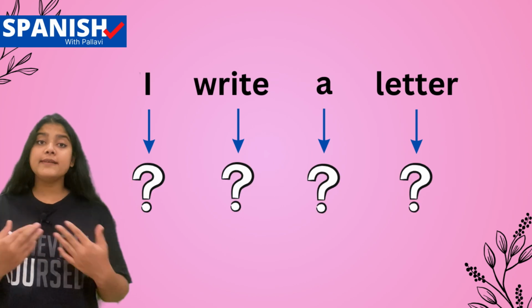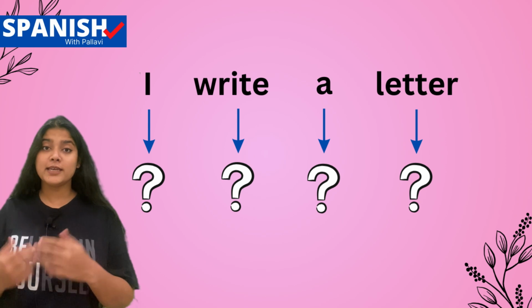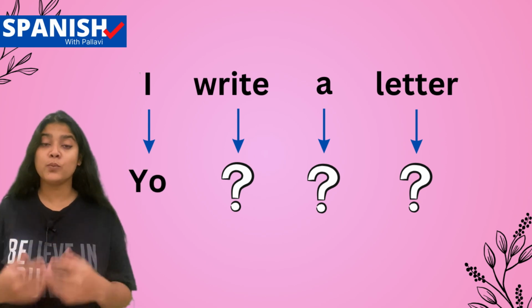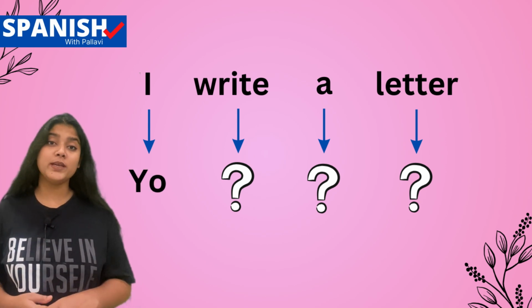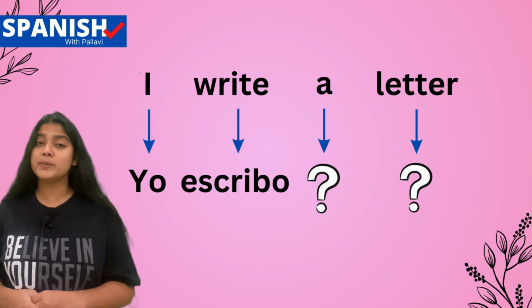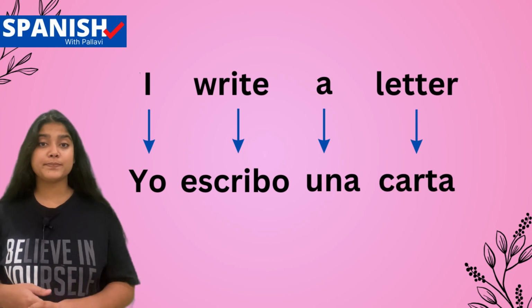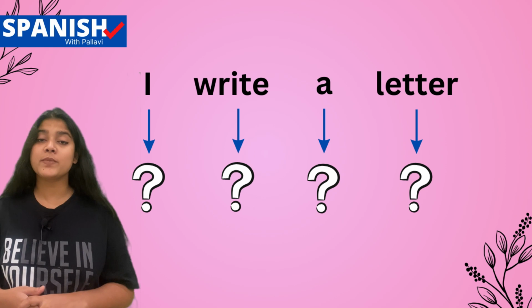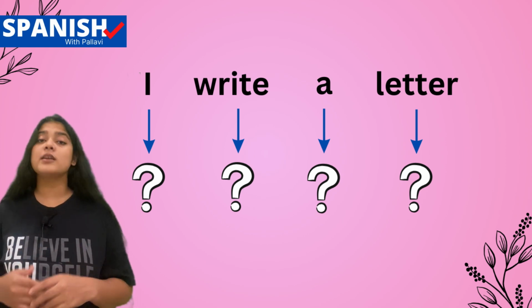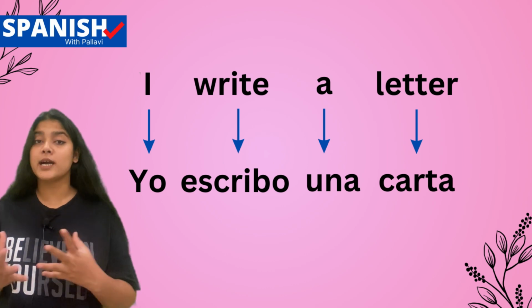Next, I write a letter. How do we say that? So I will be yo. Write will be escribo. A letter will be una carta. So the whole sentence will be: I write a letter. Yo escribo una carta.